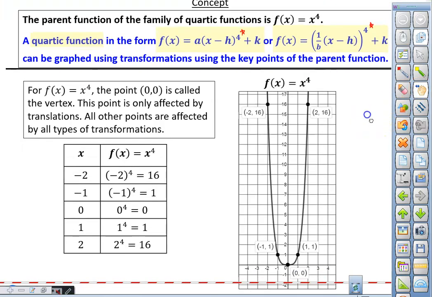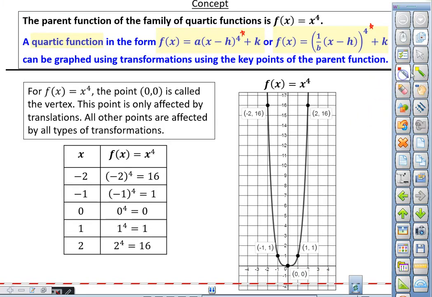That's going to tell us what the key points are that we need to transform to graph the correct function. So here we have our x's, which are from -2 to +2, the integers. And those are the same x's that we used for the cubic functions in the previous lesson. But the y's are different because now we have x to the fourth power. So raising each of those x's to the fourth power gives us these y's, 16, 1, 0, 1, and 16. And that's the things that we were looking at in the prior knowledge.